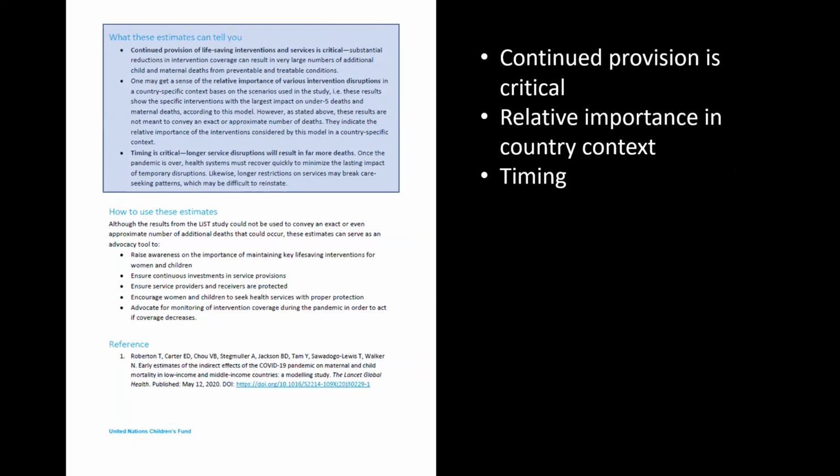You can see from the results of that study that substantial reductions in the intervention coverage can result in very large numbers of additional child or maternal deaths. Important for the individual country context, you can get a sense of the relative importance of various intervention disruptions in the country-specific context, and you can see that in the dashboard tool that Lucia just described, selecting a certain country there, and you can see which of those interventions has the largest impact on the additional deaths here.